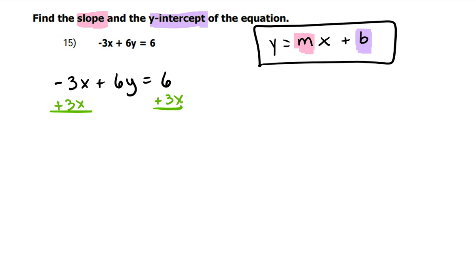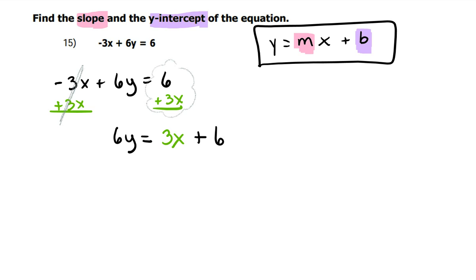Now on the left side, a negative 3x and a positive 3x, that just cancels out. So you're just left with positive 6y. I cannot add 6 plus 3x. These two things right here are not like terms. So I'm going to make it look like the mx plus b. Since I can't add 6 plus 3x, I'm going to write it as 3x plus 6, just to make it look like the y equals mx plus b form.